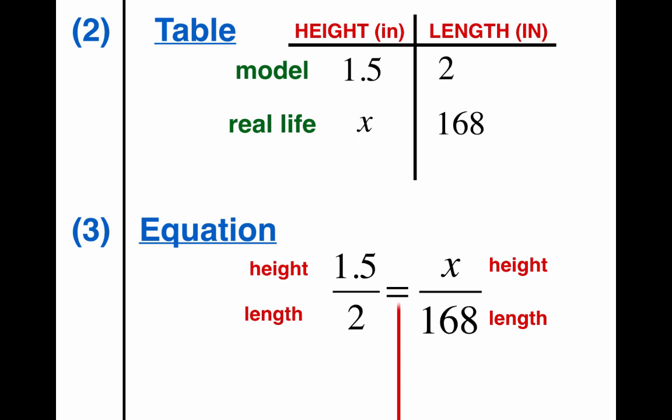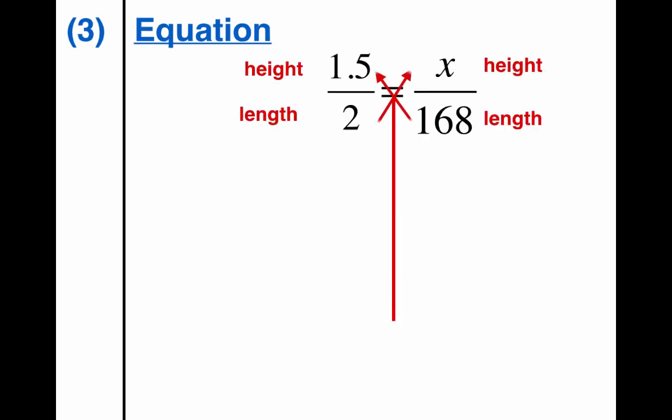Now we put a line down the middle and we solve for X, and we know how to do that part. So to solve for X, I'm going to go with the cross multiply strategy. I'm going to do 2 times X, and then I'm going to grab a calculator and do 168 times 1.5. All right, so that is 252 equals 2x.